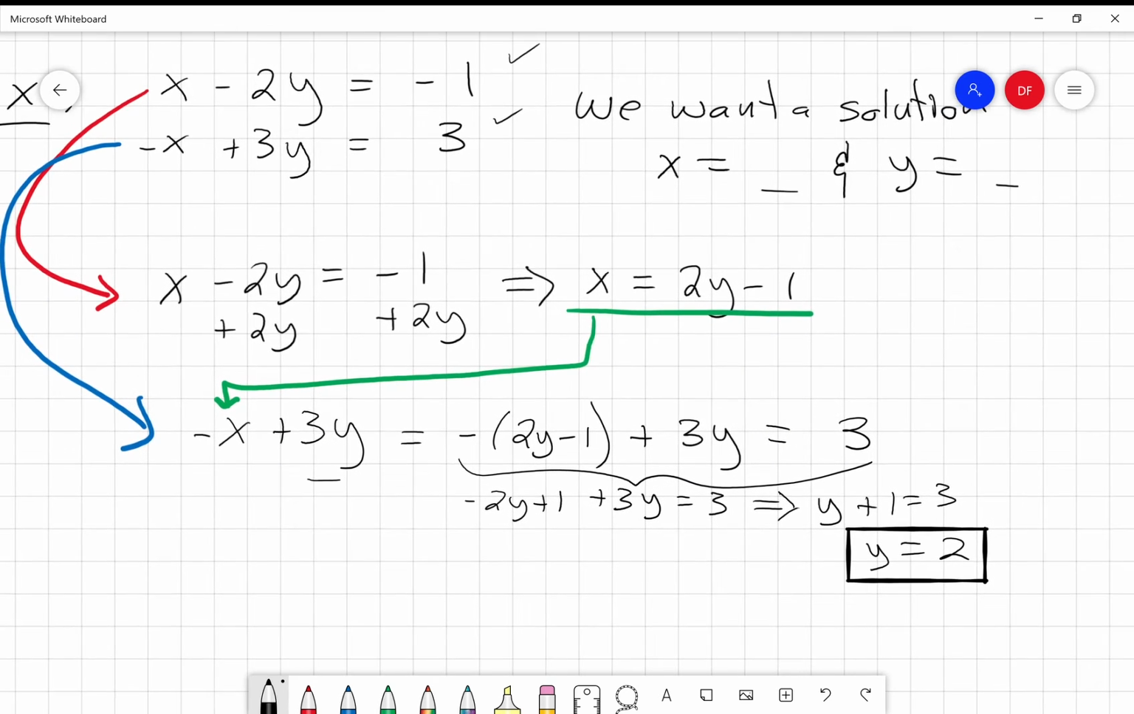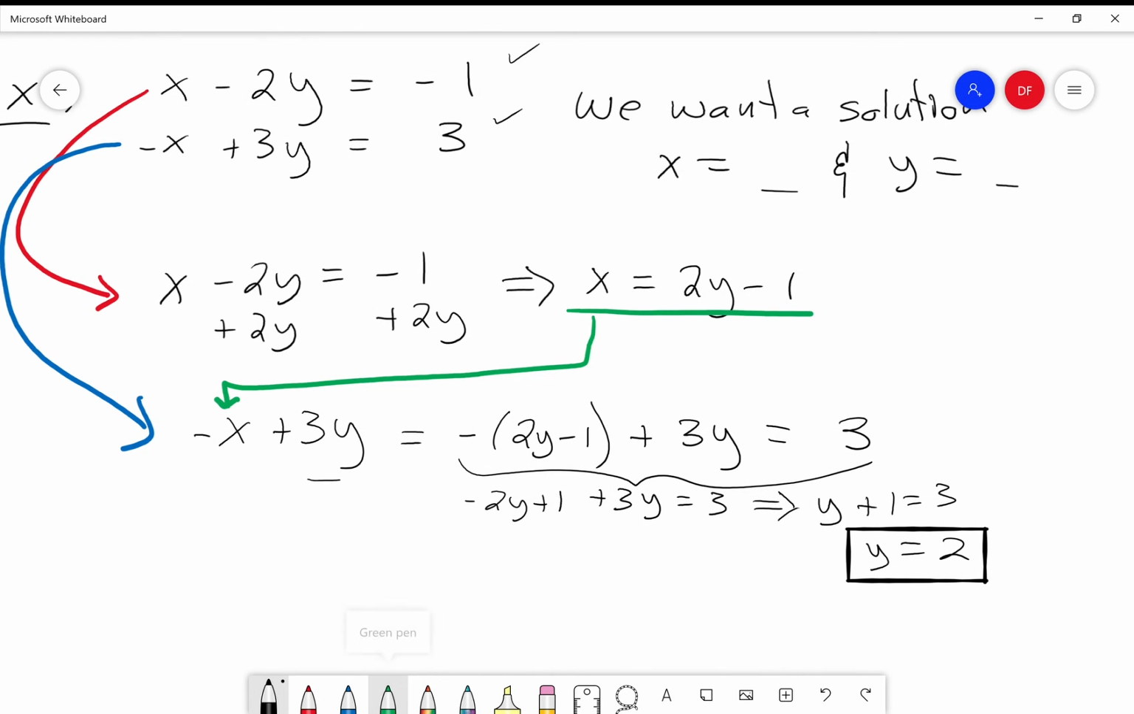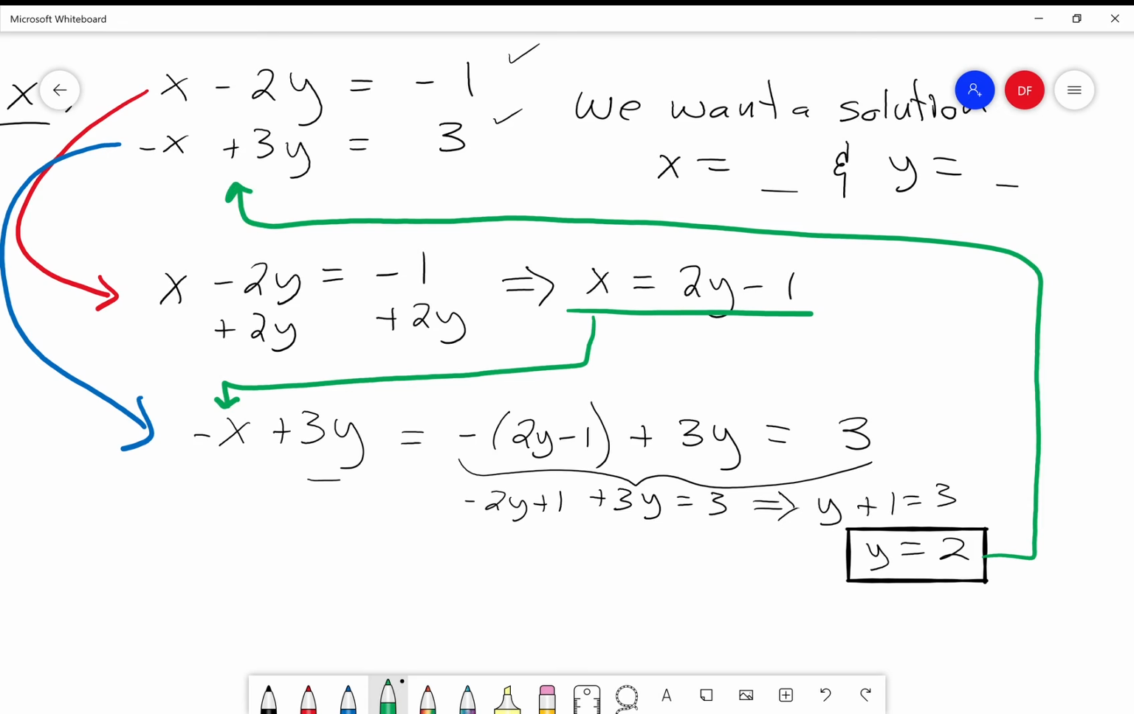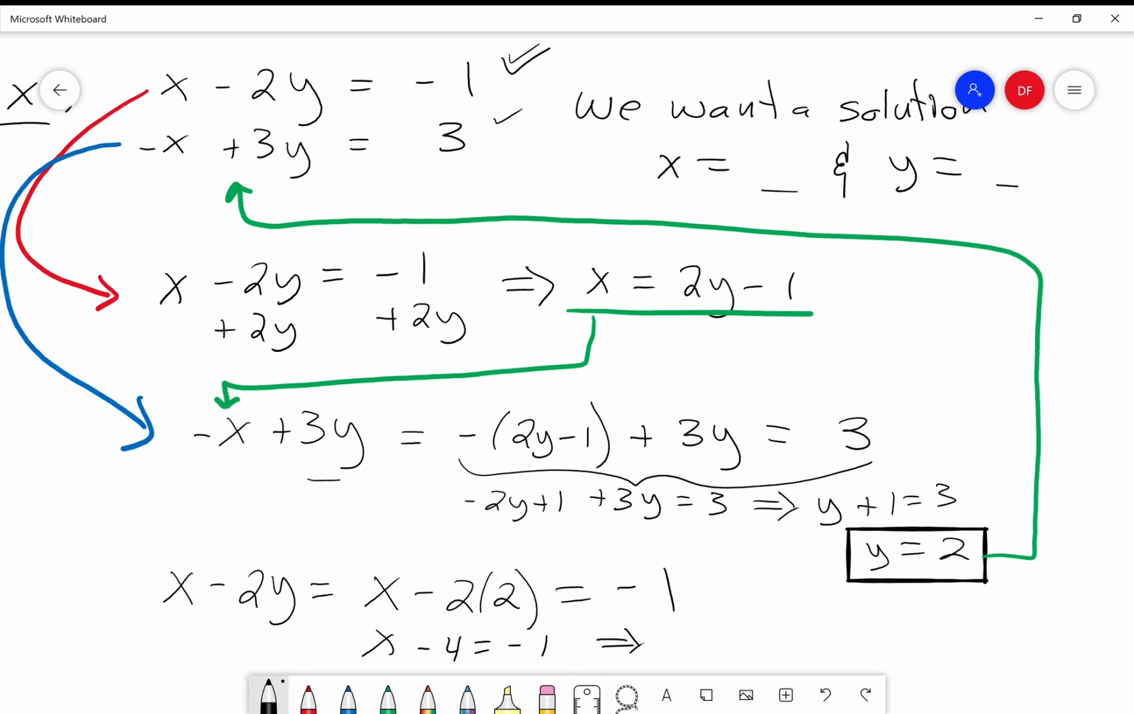And now we can take this y equals 2 and plug it into any one of these equations to find x. So let's do that. We have x minus 2y equals x minus 2 times y equals 2, which is equal to negative 1. So we get x minus 4 equals negative 1. Therefore, x equals 3.